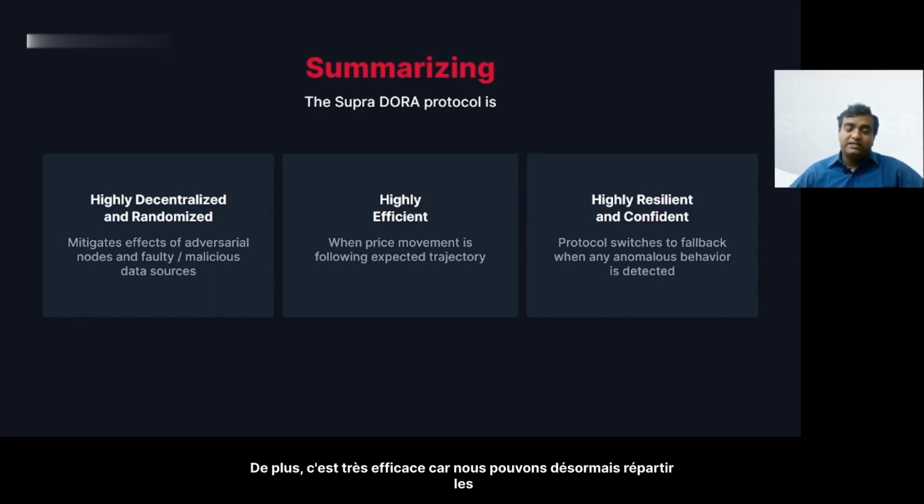Not only that, it's very efficient because we can shard executions for various price pairs across clans. And it's also very resilient because whenever we detect these anomalies, the protocol switches to a fallback protocol where more nodes are engaged. That's why it would be more reliable.